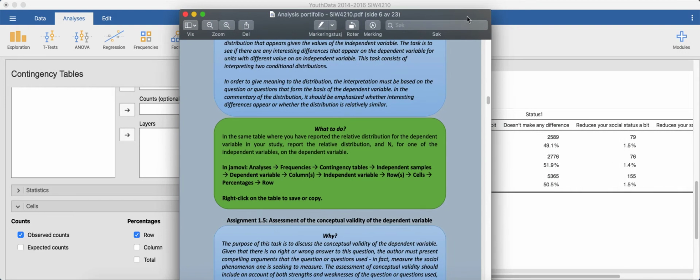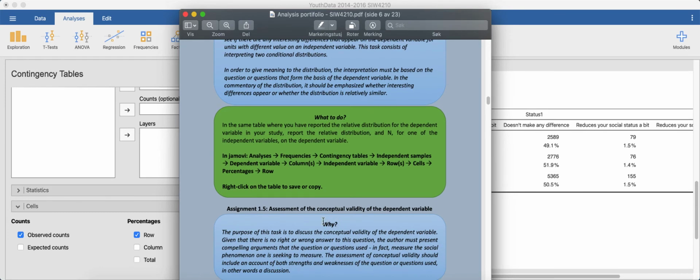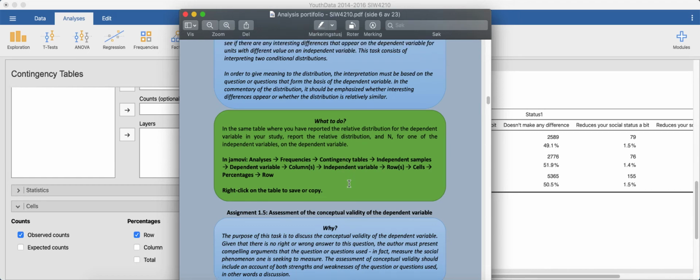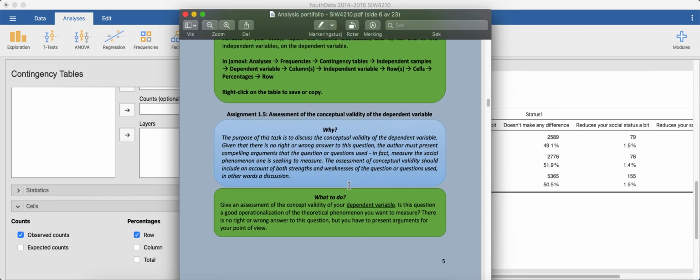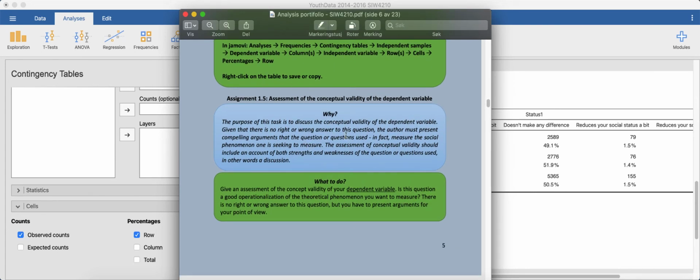Then we have looked at the relative distribution for the dependent variable, on the basis of only independent variables. And then task 1.5 is the assessment of the conceptual validity of the dependent variable.